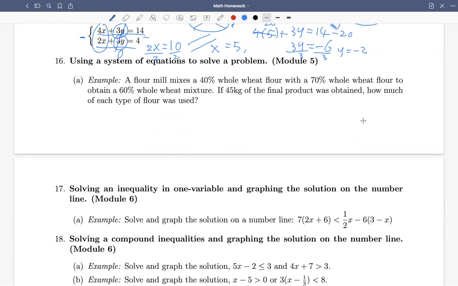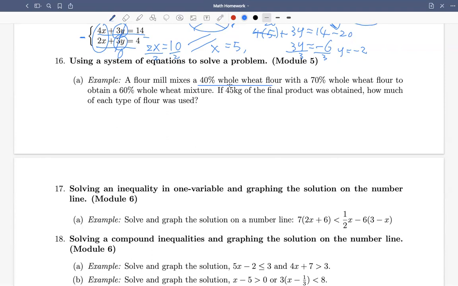16, using a system of equations to solve a problem. So life applications. A flour mill mixes a 40% whole wheat flour. Oh, actually, in my first class today, someone asked this question. Okay, I think there's a typo here. You see the 40% is whole wheat flour, then 70% also whole wheat flour.